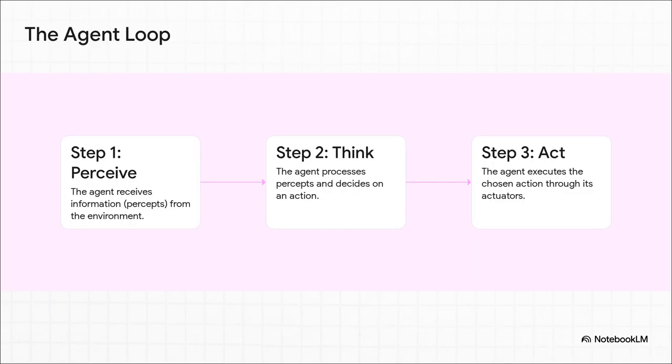And these two are locked in a constant loop. The agent perceives the world using its sensors, think cameras or GPS. Then it thinks about what it's seeing and decides what to do next. And finally, it acts using its actuators, things like a steering wheel or a robotic arm. That action changes the environment, and the whole cycle starts over, again and again.